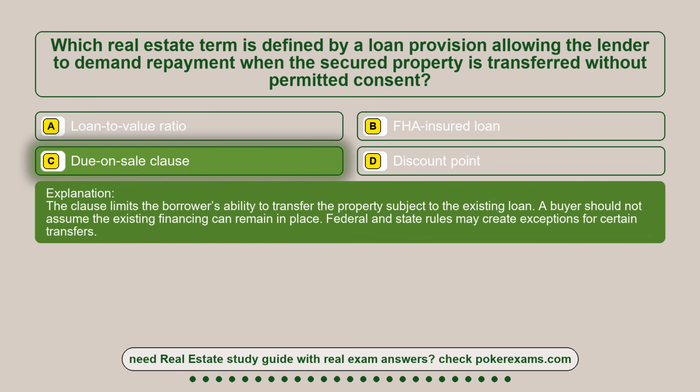The clause limits the borrower's ability to transfer the property subject to the existing loan. A buyer should not assume the existing financing can remain in place. Federal and state rules may create exceptions for certain transfers.